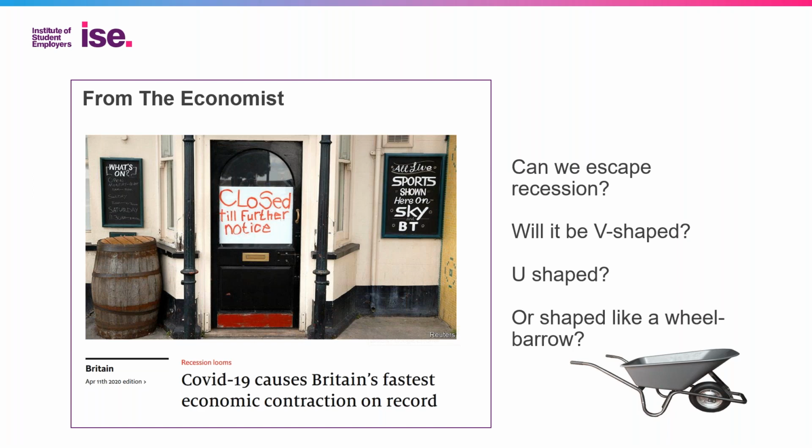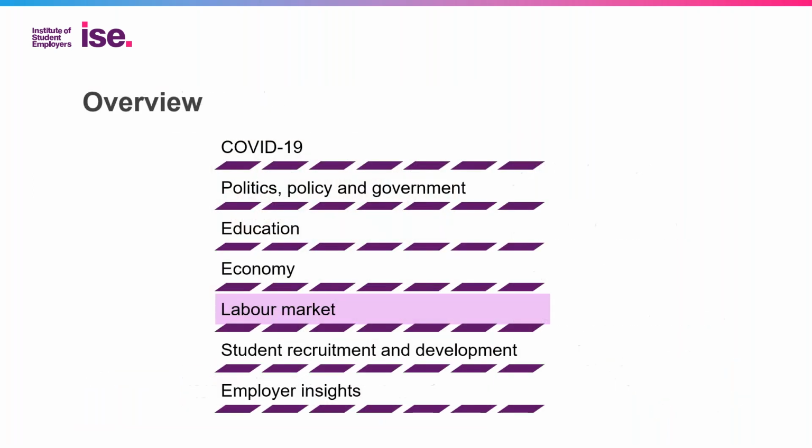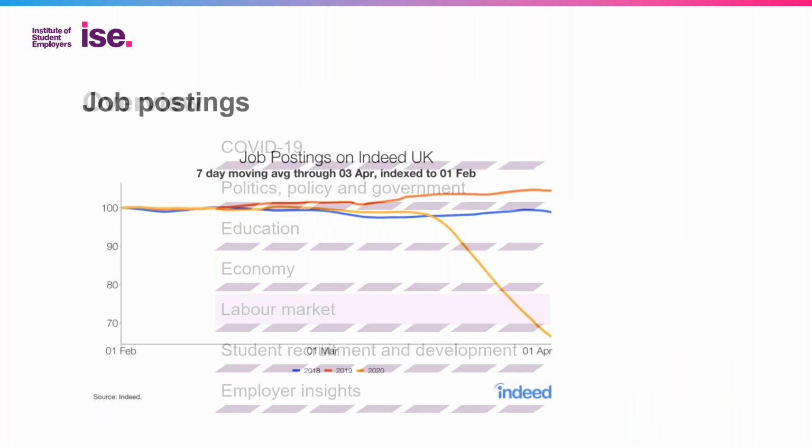It may be U-shaped, so we may spend a period in recession before we start to come out. A nice metaphor I heard this morning was the idea of the wheelbarrow-shaped recession. And I think that's probably quite accurate. So we have had a very rapid drop into recession. We will then spend a period of time in recession and then slowly climb out. How long all of those things take and how deep that recession is will make a big difference for student recruitment. So let's look at how the labour market is faring.